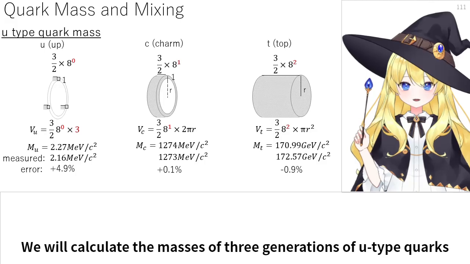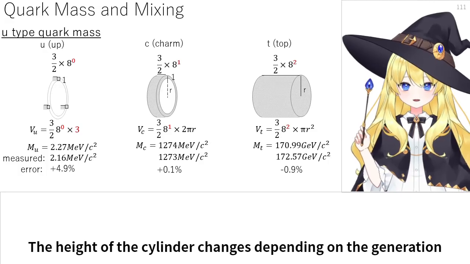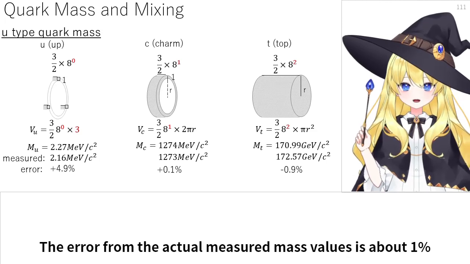We will calculate the masses of 3 generations of U-type quarks. Unlike electrons, up quarks are assumed to be 3 cubes. The height of the cylinder changes depending on the generation. The height of the cylinder follows a geometric progression. The error from the actual measured mass values is about 1%.